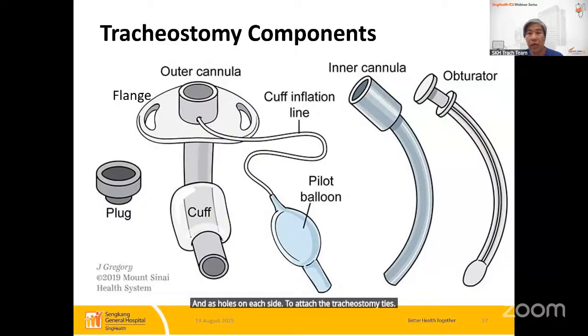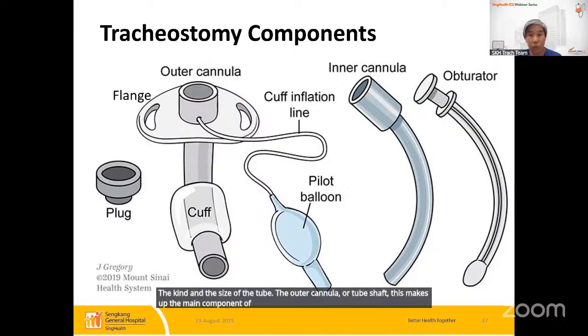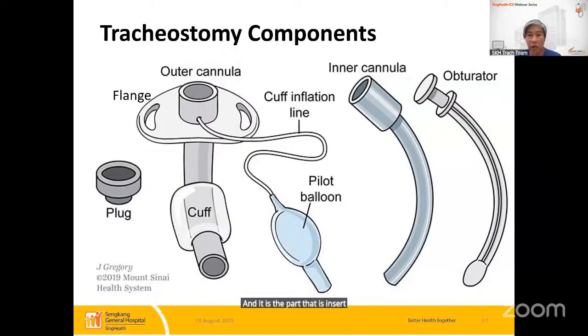We can also gain important information from the flange, for example, the brand name, the kind, and the size of the tube. The outer cannula, or tube shaft, makes up the main component of the tracheostomy tube, and it is the part that is inserted and seated in the trachea. It can be cuffed or cuffless, fenestrated or non-fenestrated. The cuff offers some protection from aspiration and allows effective positive pressure ventilation.